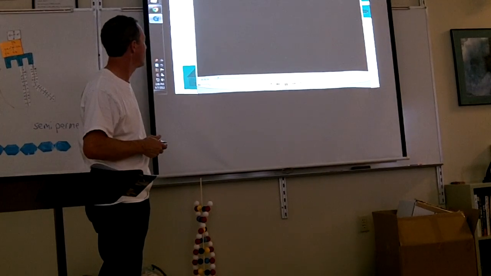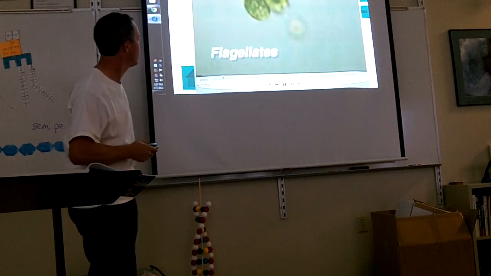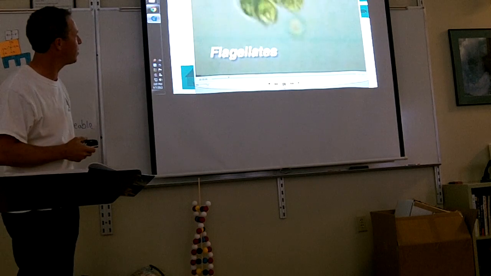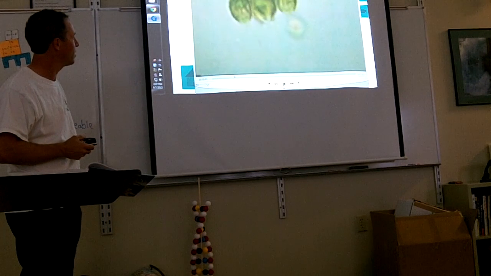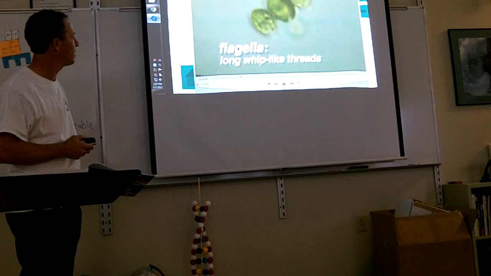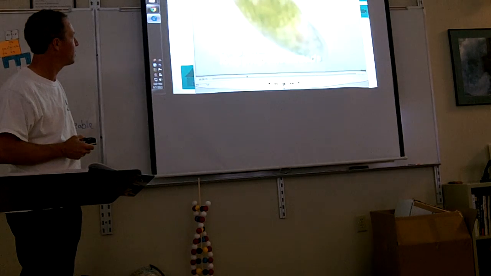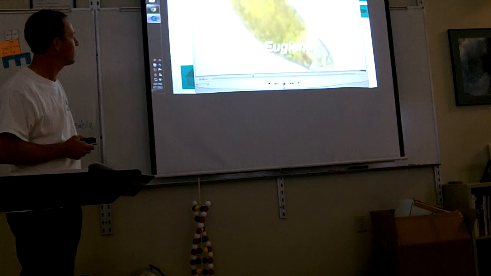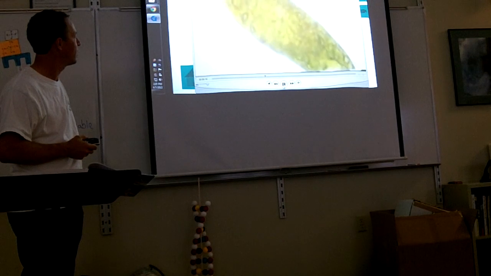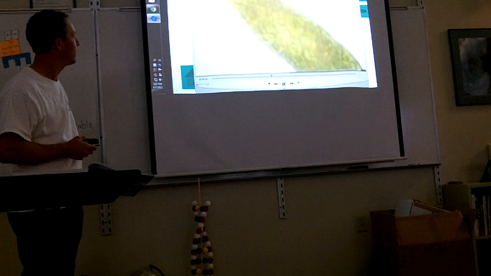A third phylum of protists are the flagellates. See the little tail? It's hard to see. These organisms move by wiggling long, whip-like threads called flagella. The flagellate seen here, called a euglena, is an interesting organism because it possesses both animal and plant-like characteristics.